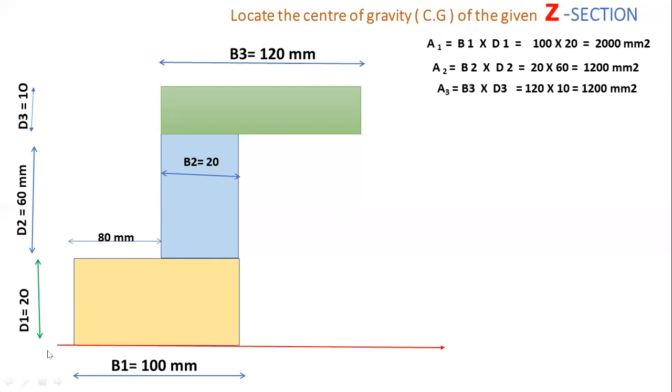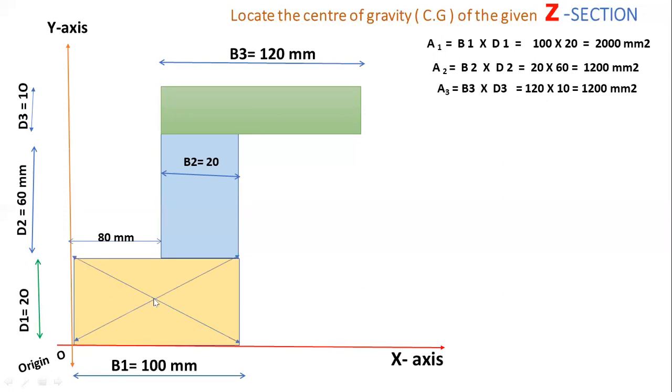Now I am considering the reference x-axis and reference y-axis. Okay, this intersecting point is the origin. Now you have to consider individual centroids with respect to the origin. Okay. Now I am drawing the diagonals for locating the individual centroids. Now this intersecting point is the centroid of the bottom rectangle. Okay, C1 is the centroid of the bottom rectangle.